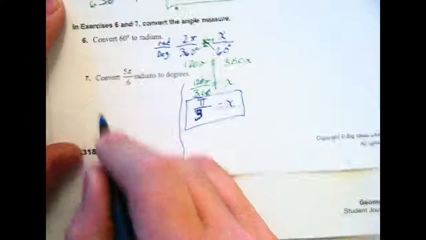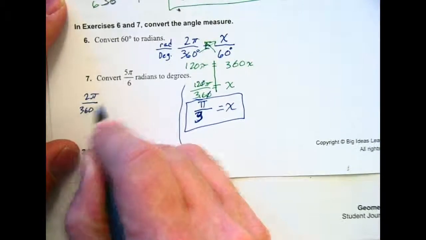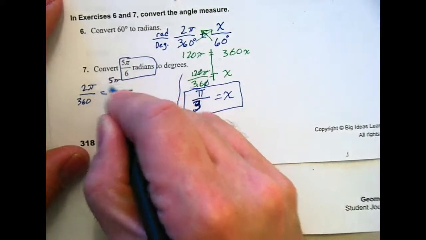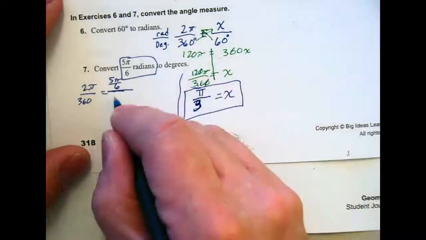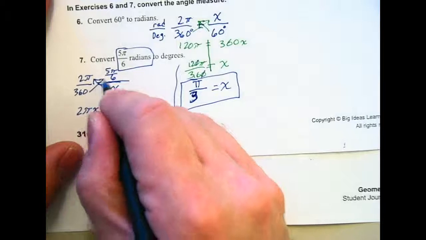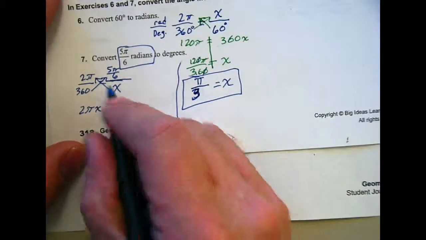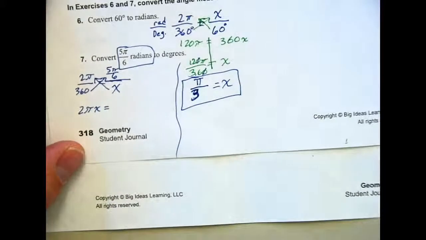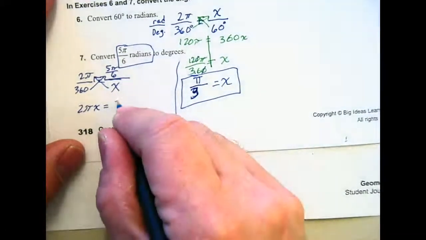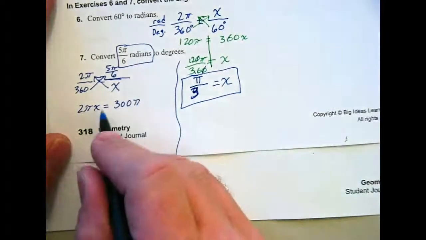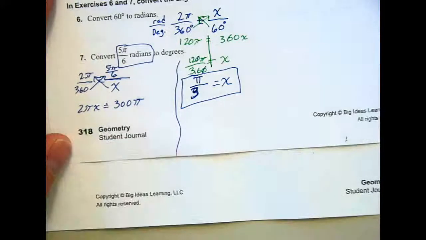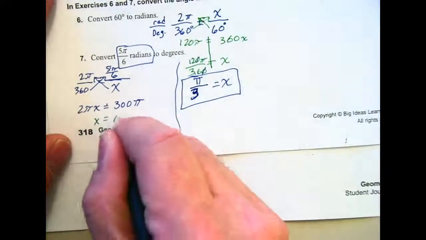Let's try this one. Set up your proportion. If I have 2 pi over 360, that's equal to what? Well, in this case, my radians are 5 pi over 6. Now that seems weird because you're putting it in a fraction. You're making a compound fraction over x degrees. 2 pi x, cross multiply. And then 360 times 5 pi. What's 360 times 5? 1,800 divided by 6. 300. 300 pi. Right? We multiply by 5 and then divide it by 6. Divide each side by 2 pi. We get x equals 150.